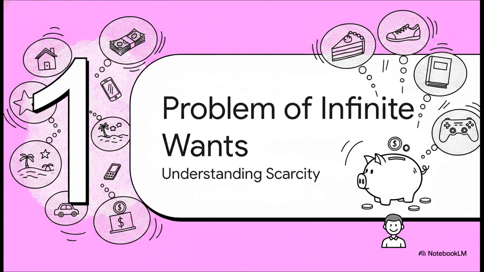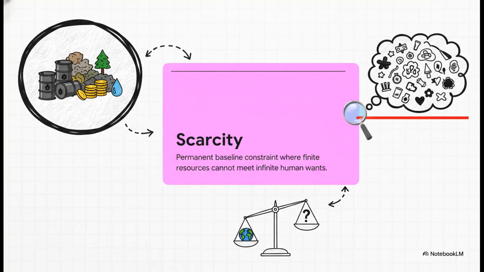All right, let's kick things off with part one, the problem of infinite wants. And that core problem, it's scarcity. Now let's be super clear here. Scarcity isn't just some empty corporate jargon. It is literally the ultimate, inescapable law of nature. It's the permanent baseline constraint of our reality, because finite resources just cannot magically meet our infinite human desires. Humanity is fundamentally forced to prioritize.